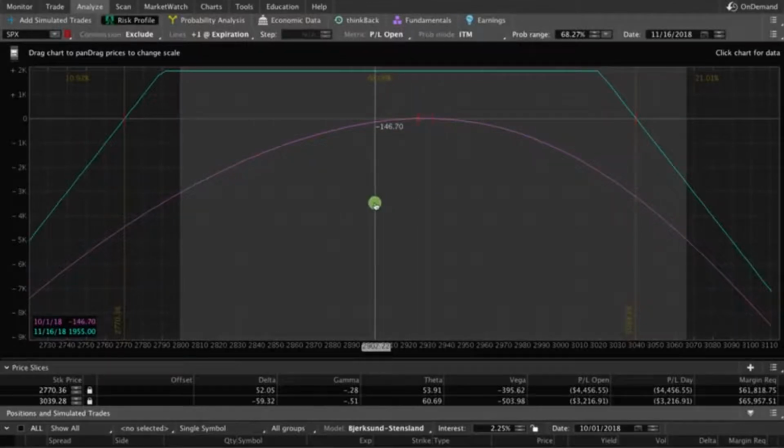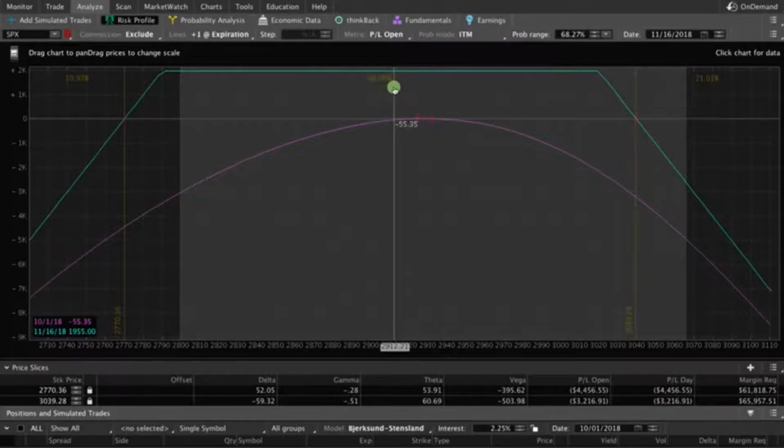So on the graph, you'll notice a couple of things. One, we have our price slices set to our break-even points, and we have our calendar set to the expiration date of these particular options. And by doing that, the platform gives us our probability of profit if we held this trade all the way to expiration, which in this case is a little over 68%.